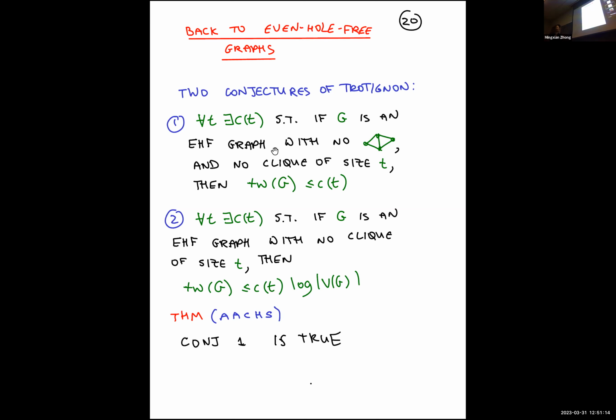The treewidth of an even-hole-free graph is not bounded, but it's logarithmic in the number of vertices. Remember I told you that there's interest in tree decompositions to run algorithms. For most of the algorithms we know about and care about, this is just as good. You don't need bounded treewidth, because all you need is to be able to look at all subsets of a bag in polynomial time. If the bag has logarithmically many vertices, you can do that.